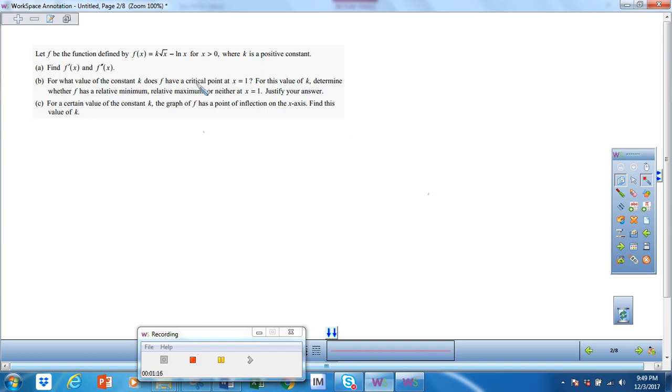All right, for the second one, find where is the critical number. So we know that the first derivative, I'm just going to rewrite that, was k over 2 square root of x minus 1 over x. And so then we want to find out if it has a critical number at 1, so we need to evaluate when x is 1, and we get k over 2 minus 1 equals 0. We said equal to 0 because if it's a critical number, then the derivative has to be 0 or undefined. So setting that equal to 0, we get k is equal to 2.